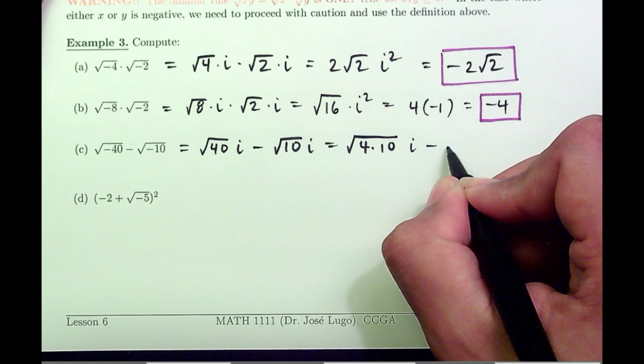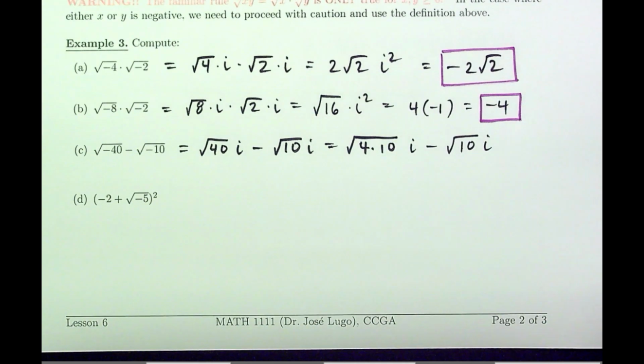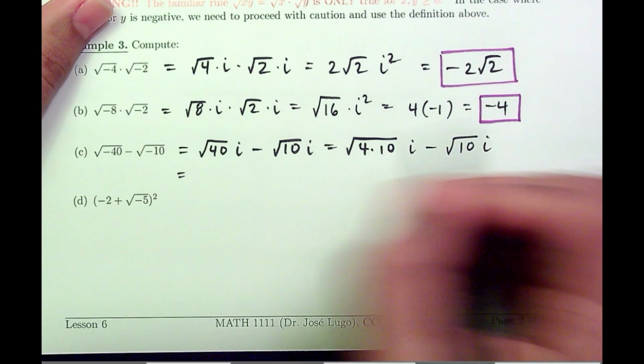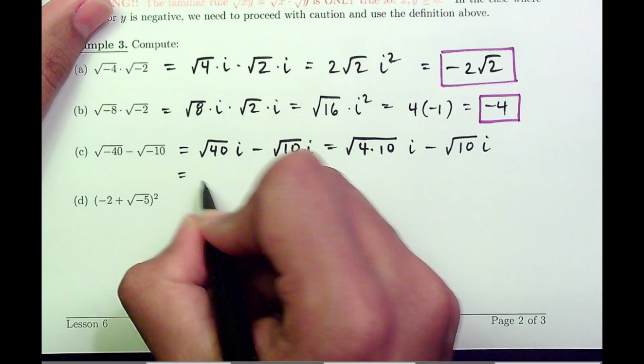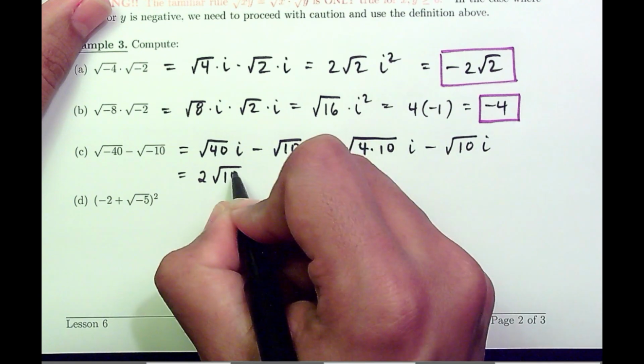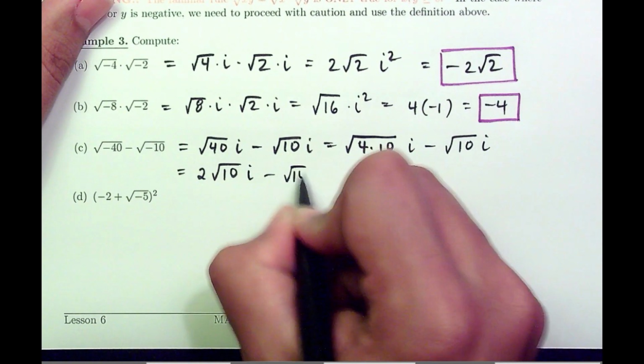Then 10 cannot be broken up in such a way that it simplifies anything, because 2 and 5 don't have square roots that are whole numbers. So you just leave it as square root of 10. Now, square root of 4 is 2, so that's going to become 2 square root of 10 i minus square root of 10 i.